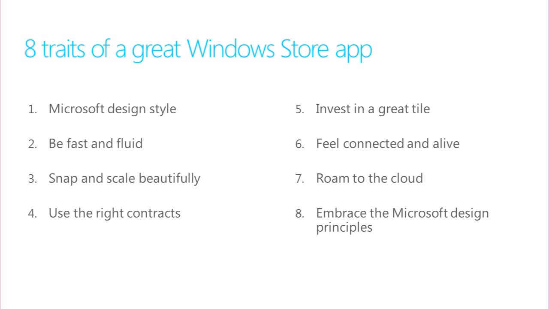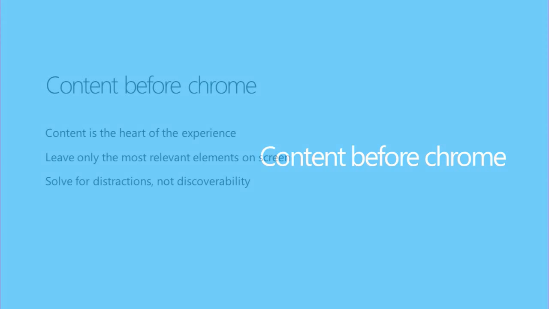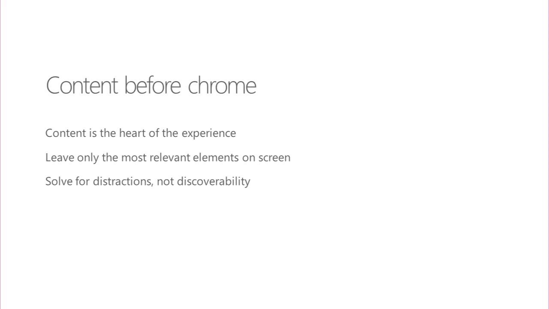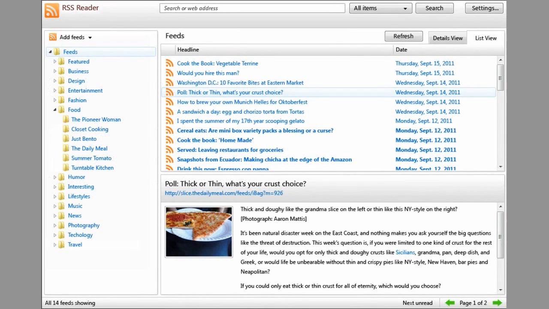The first trait is the Microsoft design style. The key to the Microsoft design language is the concept of content before Chrome. Whether you're designing a shopping, a food and dining, a media, a social, or any category of app, content is at the heart of that experience. As app designers, by leaving the most relevant elements on screen, we help people be immersed in the things they love, your content. This is a typical newsreader app. Let's take a look at how we can remove the Chrome and let the content shine.